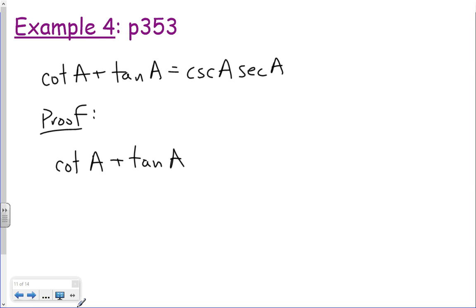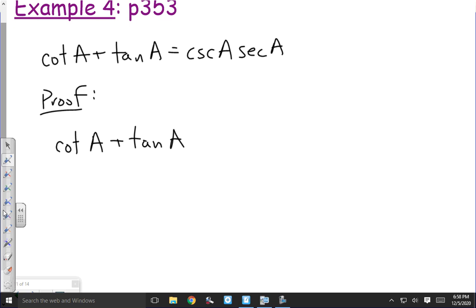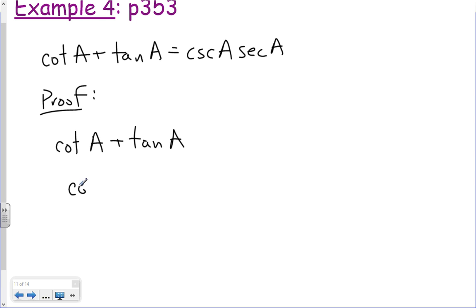And so let's do that. I think the first thing to do is to rewrite this in terms of the quotient properties. So I'm going to do that. Cotangent, I can rewrite that as cosine over sine. So the cosine of A over the sine of A. My goal here, by the way, is to get two fractions that I can then add together.